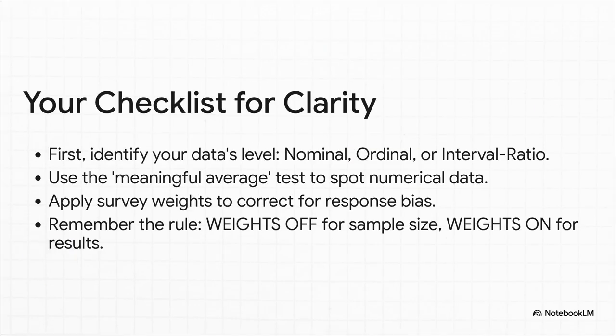So let's run through our checklist for data clarity one last time. First, always identify your data's level. Is it nominal, ordinal, or interval ratio? Use that simple, meaningful average test to be sure. Then, correct for any response bias by applying survey weights. And always remember the golden rule. Turn weights off for your sample size, but turn them on for all of your results.